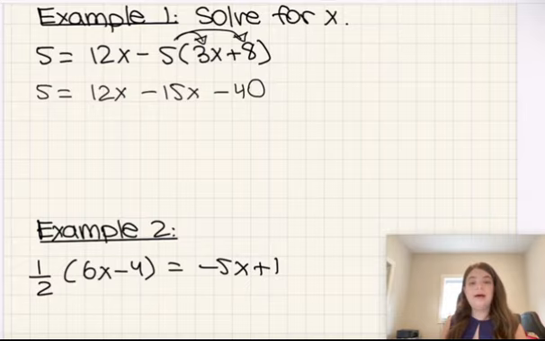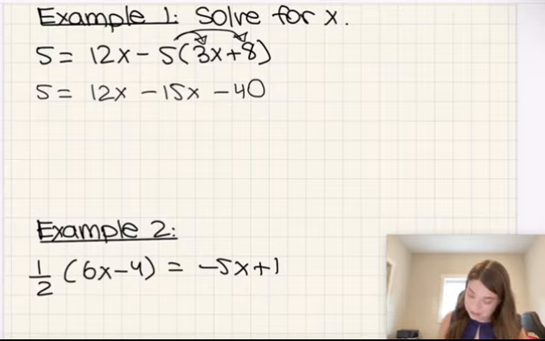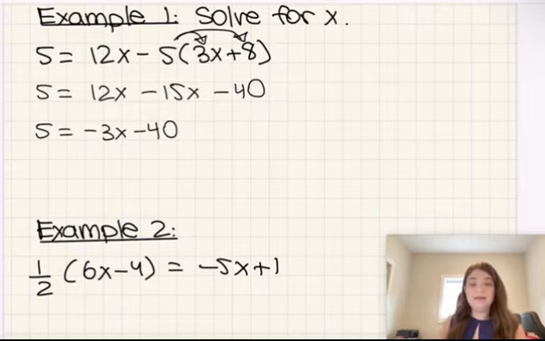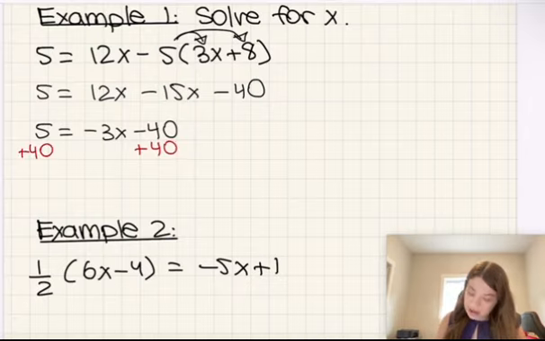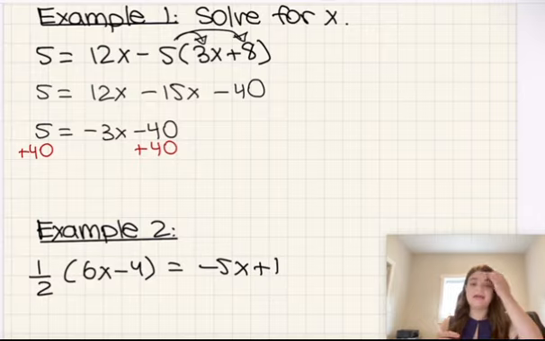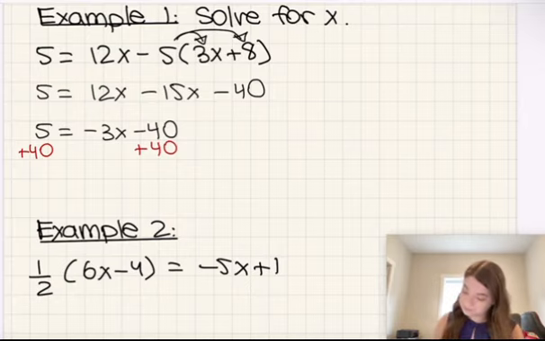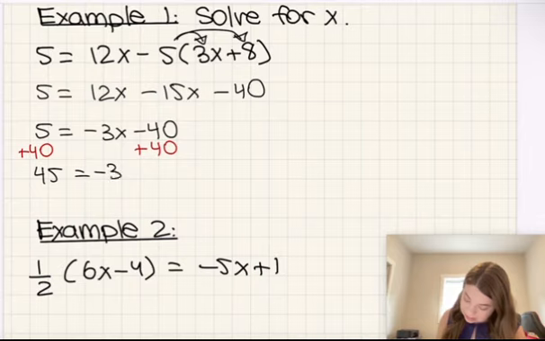In my next step, I'm going to collect like terms. So 12x minus 15x is negative 3x. So 5 is equal to negative 3x minus 40. Then my next step is I'm going to add 40 to both sides because I would like to get all the constant terms on one side, in this case the left, and all the terms with x on the other side on the right, so that we can isolate for x in a little bit. So I'm going to get that 45 is equal to negative 3x.